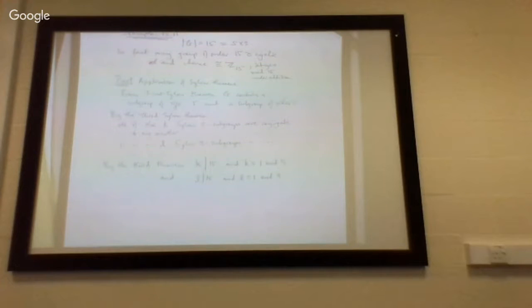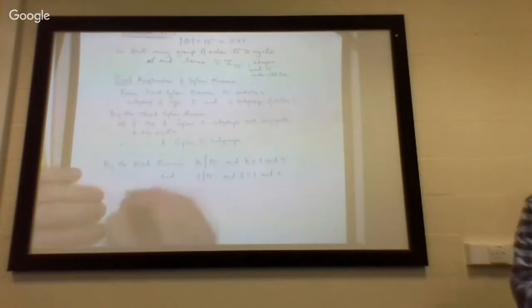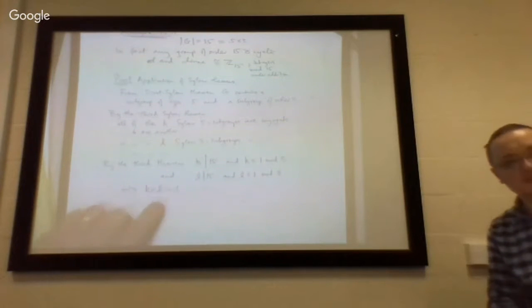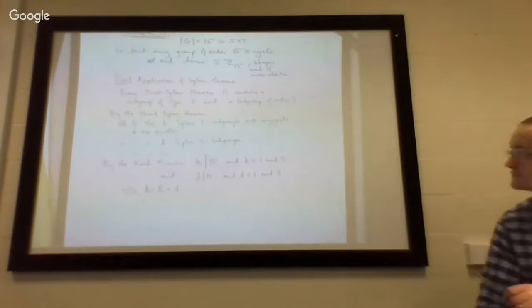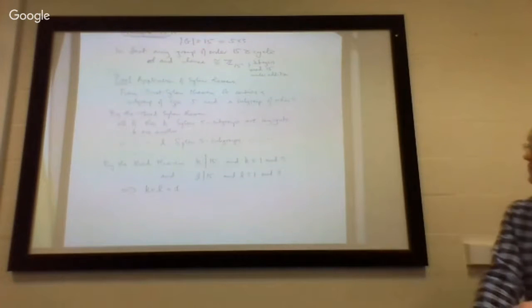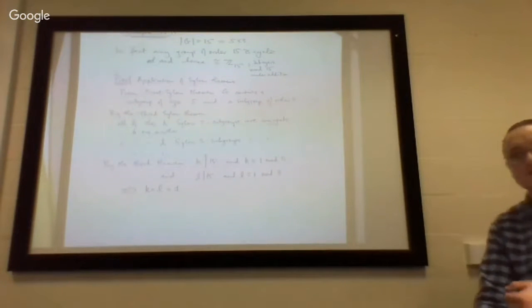Yeah. And similarly, L must divide 15 as well. So L must be one of 1, 3, 5, or 15. But it must also be congruent to 1 mod 3. And the only one of those is 1. Okay. So that implies that both K and L are 1. Not particularly K equals L, but that they're both equal to 1. So there's only one subgroup of size 5. There's only one subgroup of size 3.